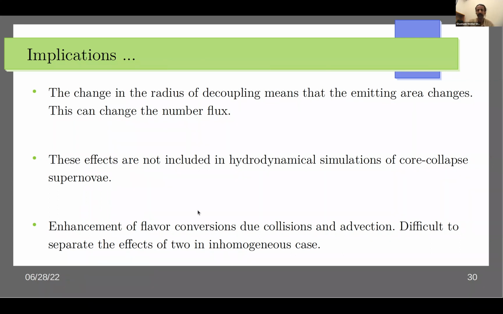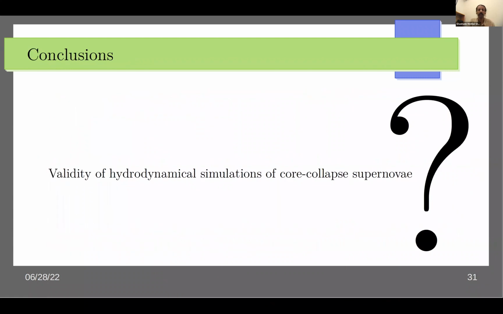Also, what we see in these simulations is that there is an enhancement of flavor conversions when we include collisions and advection, which is similar to what we see in the homogeneous case. But unlike in the homogeneous case, it's very difficult to disentangle the effect of collisions and advection. All we can say is that when we have collisions and advection together in a spherical geometry, there is an enhancement, but we cannot tell whether the enhancement is due to collisions or advection. In conclusion, this puts a big question mark on the hydrodynamical simulations of core collapse supernovae, because the effect of flavor oscillations on neutrino decoupling is not taken into account.